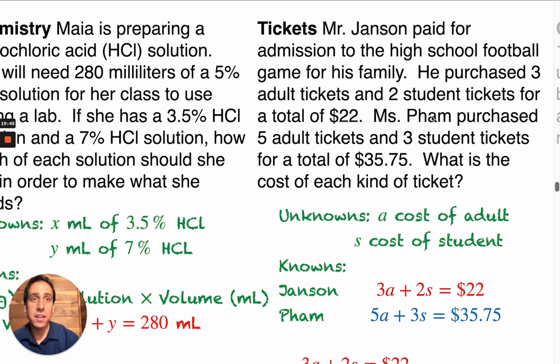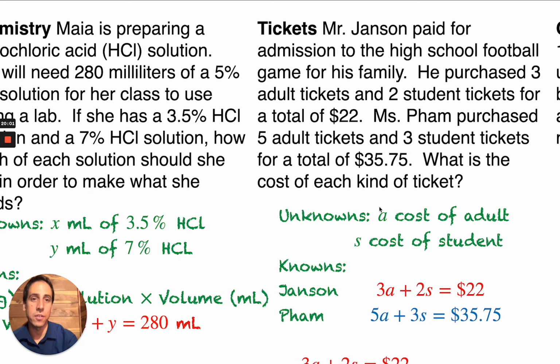Tickets. Mr. Jansen paid for admission to the high school football game for his family. He purchased 3 adult tickets and 2 student tickets for a total of $22. Miss Pham purchased 5 adult tickets and 3 student tickets for a total of $35.75. What is the cost of each kind of ticket?